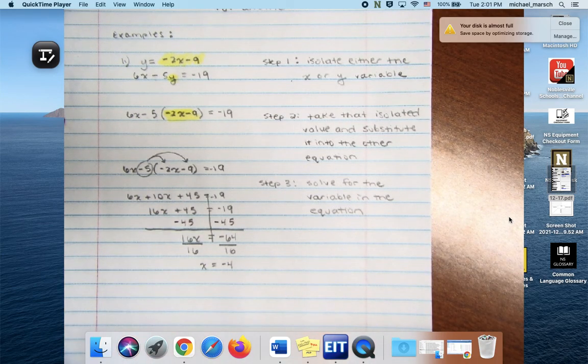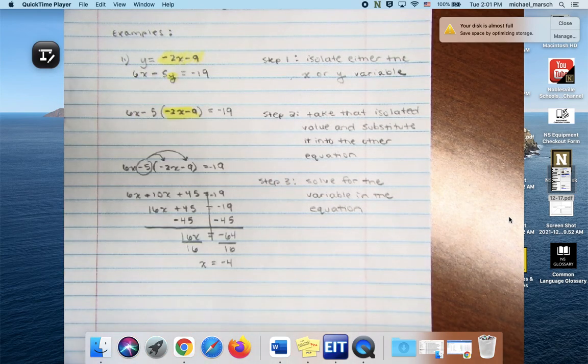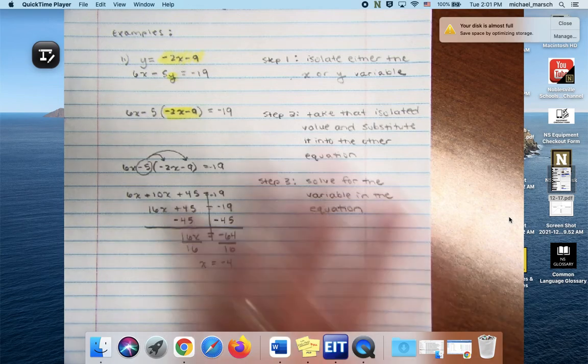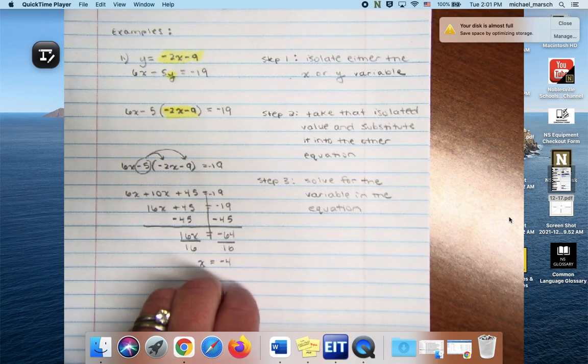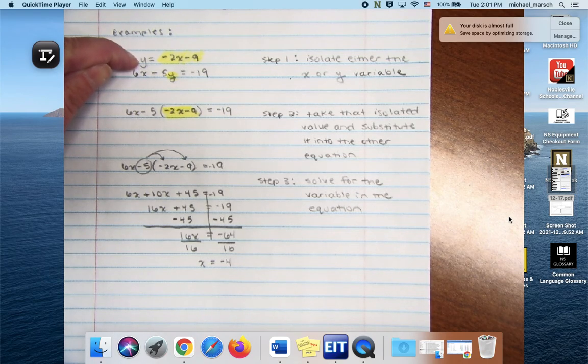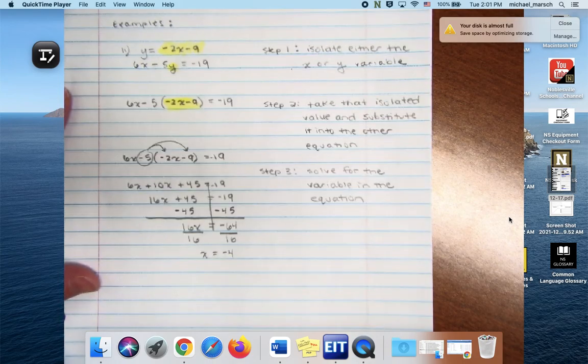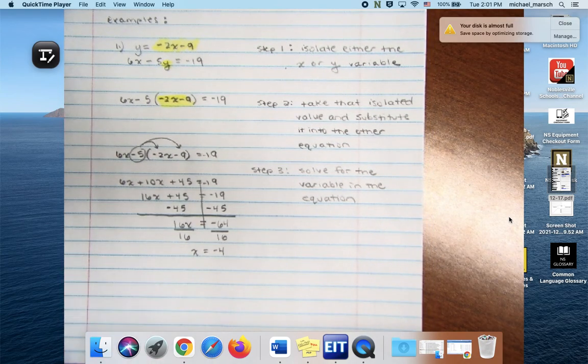Yeah? How am I going to find the y value? What am I going to do? Eden? Take the negative 4 for x and substitute it for x in the first equation. You got it. So I have to find one of the variable values, and then I get to substitute again to find the other missing variable value. Now you may copy. Thank you for waiting patiently.